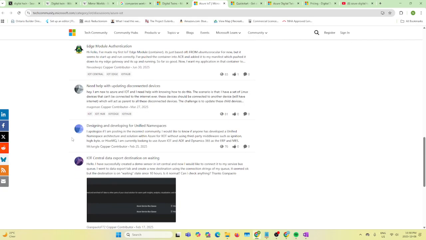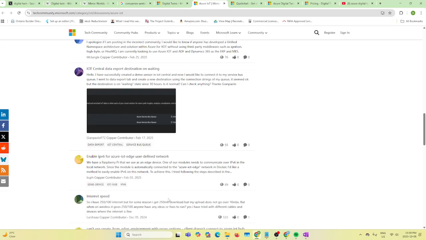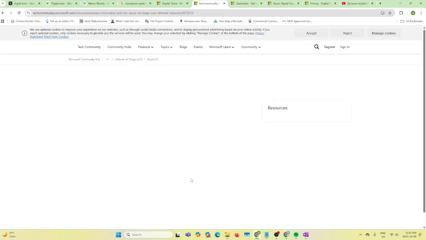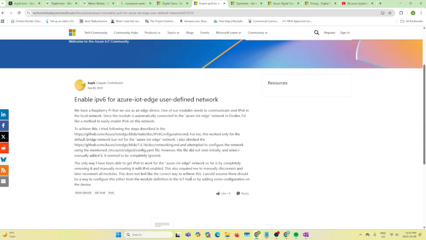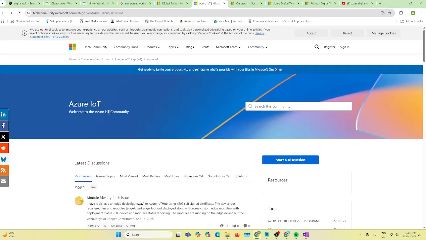Alright, designing and developing for unified namespace IoT sensors. Raspberry Pi that we use as an edge device. One of our modules needs to communicate over IPv6 in the local network. Make a method to easily enable IPv6 on this network. To achieve this, I tried the following steps. What are the following steps? Okay, I mean, there's no help there.